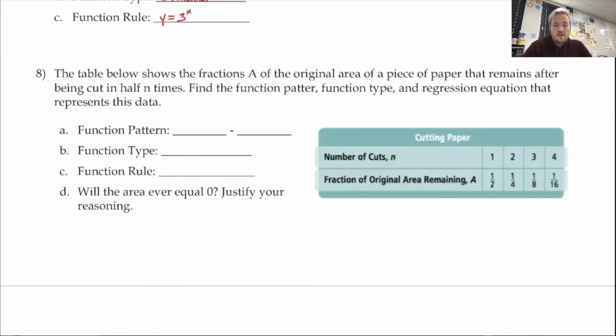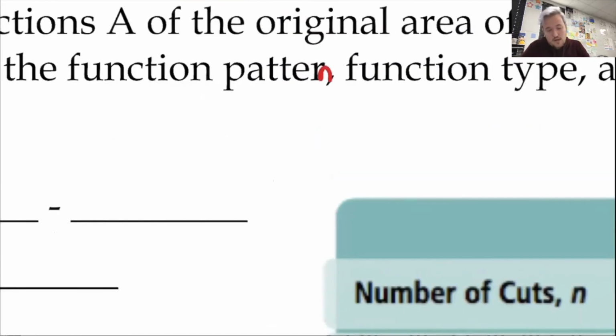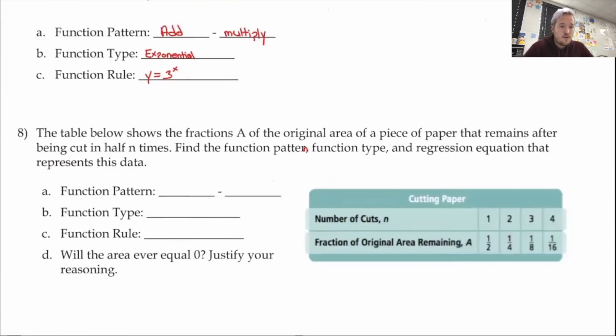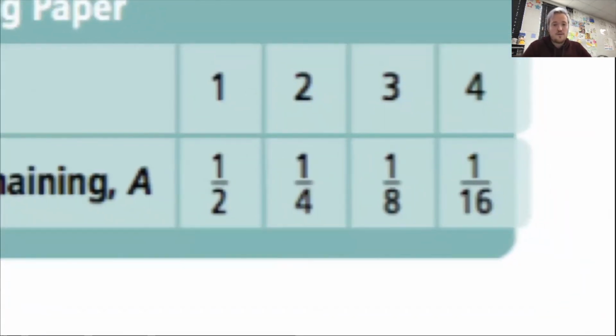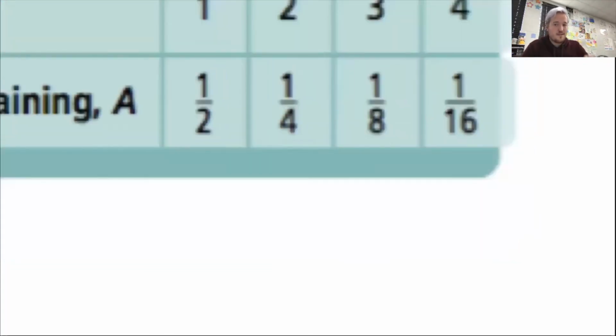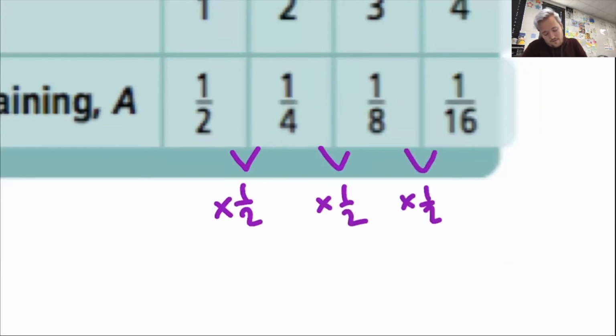And over here for number 8, so the table below shows the fractions A of the original area of a piece of paper that remains after being cut in half n times. Find the function pattern, function type and regression equation that represents this data. All right, so we're looking at the change here. So between 1, 2, 3, and 4, well, that's plus 1. However, to go from 1/2 to 1/4 to 1/8 to 1/16, that is actually being multiplied by 1/2. So I'm constantly cutting that piece of paper in half.